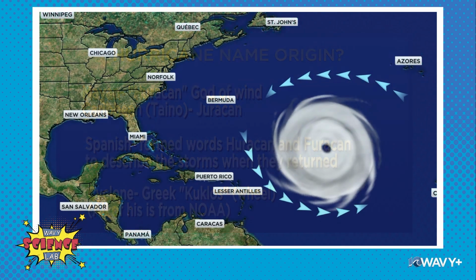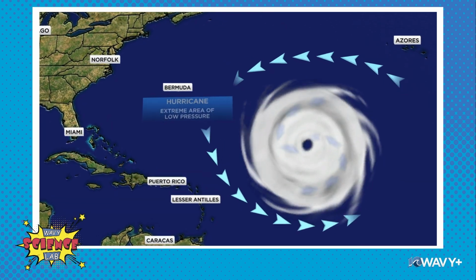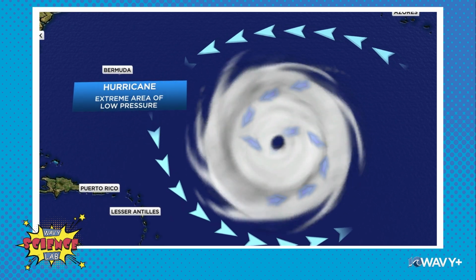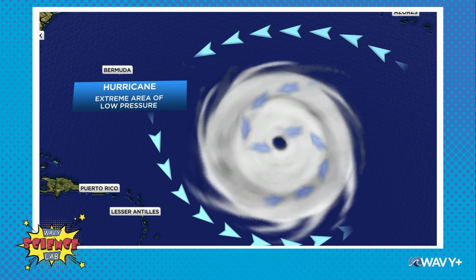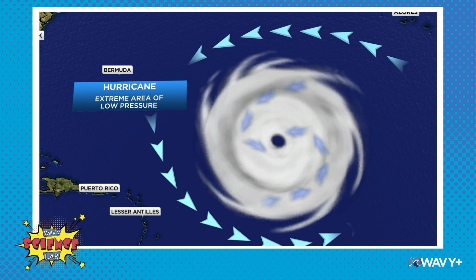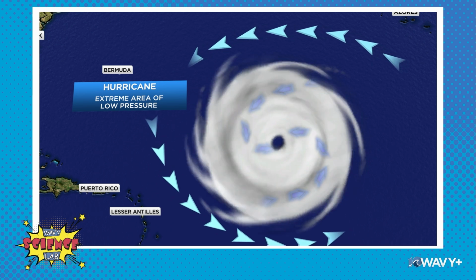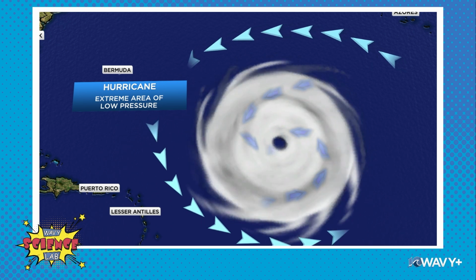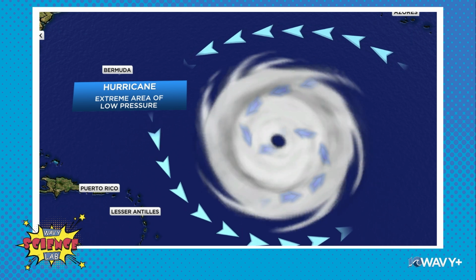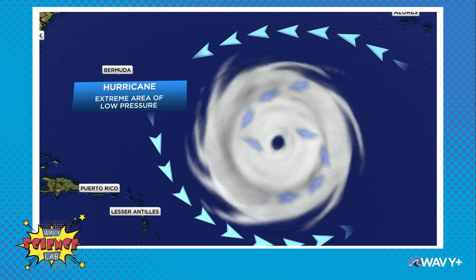So this is a hurricane. This is, of course, just a made up one. And so this is extreme area of low pressure. You can see the center there as the eye is rotating around. And winds want to go into that center, but the spin of the earth makes those winds spin as well. And so that's Coriolis force. And then we've got the rain bands around that as well.